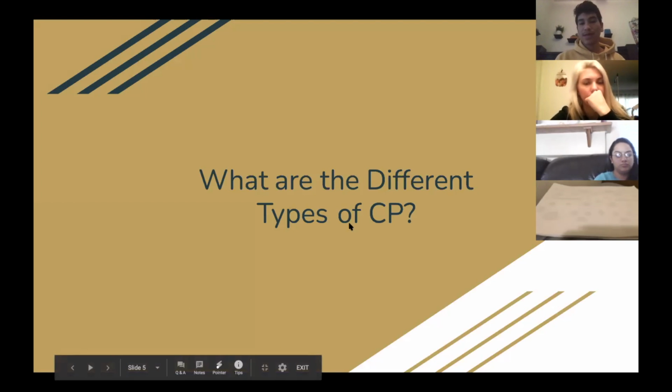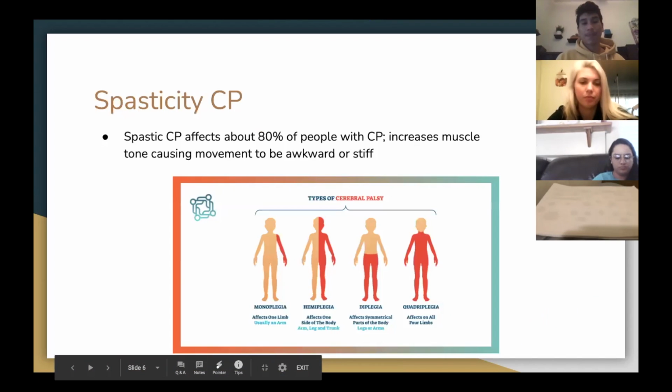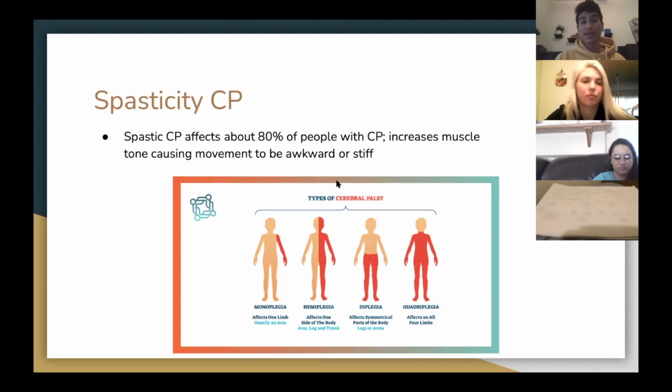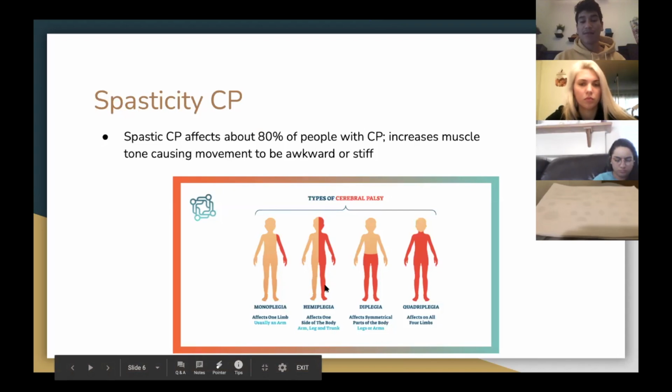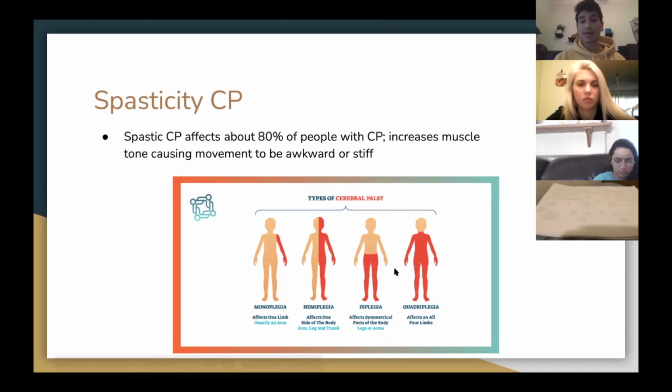So what are some of the types of CP? The first one is spasticity, and spastic CP affects about 80% of people with CP. This is increased muscle tone, which causes awkward or stiff movements due to tense muscles. There's monoplegia, hemiplegia, which is half of the body, one side, diplegia, which is just the legs, and quadriplegia, which affects all limbs and the face.